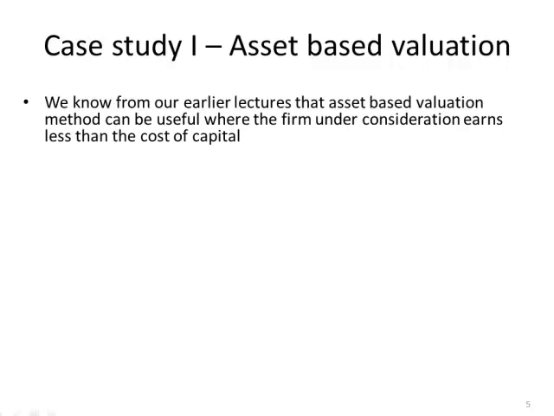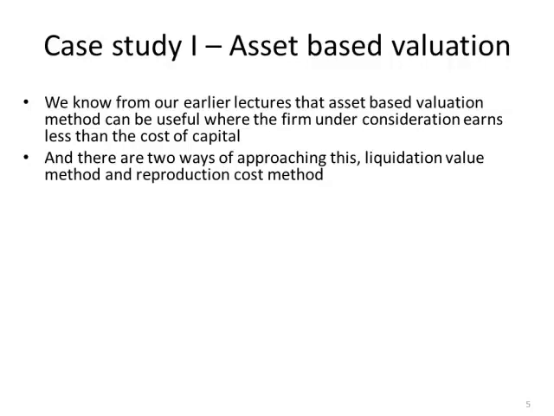So when do we use asset-based valuation? Well, asset-based valuation is most useful when a firm earns less than the cost of capital. Right? So if a firm is earning less than the cost of capital, it means that their operations are destroying value. So we don't want to consider their earnings, and we just want to look at the asset-based value of the firm, right? So you can think of it as some measure of what the firm is worth based on their total assets.